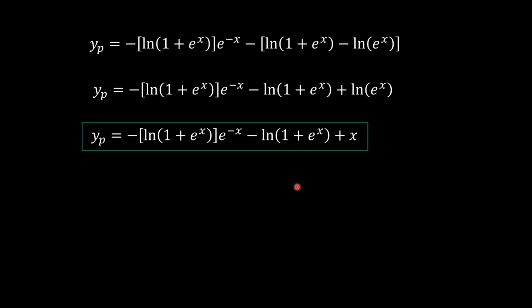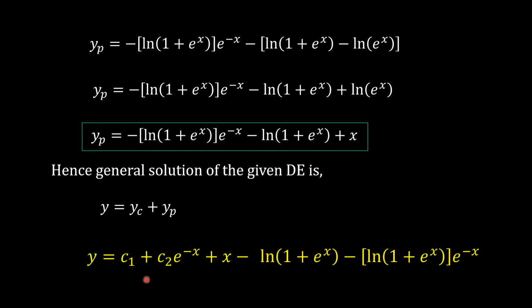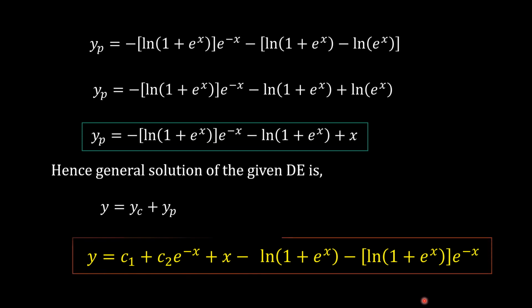Therefore the general solution of the given differential equation is y = complementary function plus particular integral, that is yc + yp. Now replace these terms by their expressions. Therefore y = (c1 + c2) e^(-x) + x - ln(1 + e^x) - ln(1 + e^x) e^(-x), which is the required general solution. I hope you understood this. Thanks for watching this video.